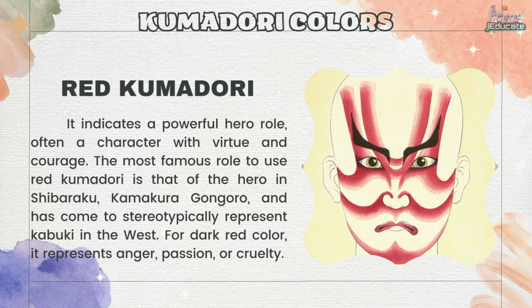KUMADORI colors. Red KUMADORI. It indicates a powerful hero role, often a character with virtue and courage. The most famous role to use red KUMADORI is that of the hero in Shibaraku, Kamakura Gongoro, and has come to stereotypically represent kabuki in the West. For dark red color, it represents anger, passion, or cruelty.